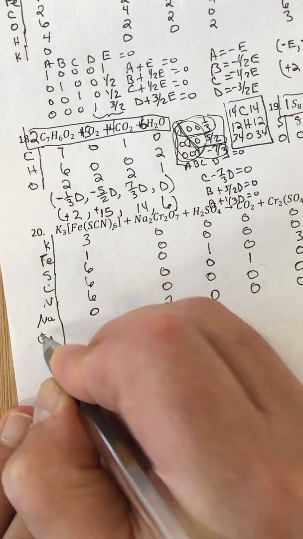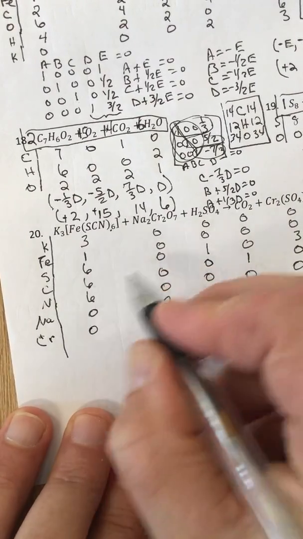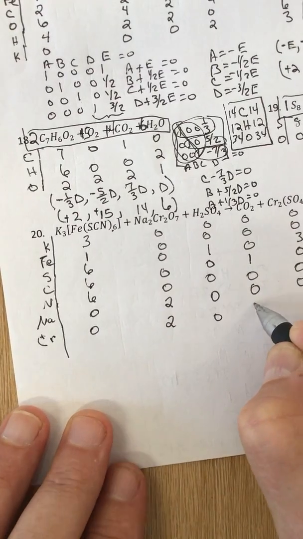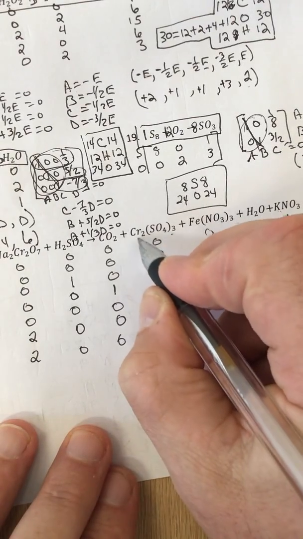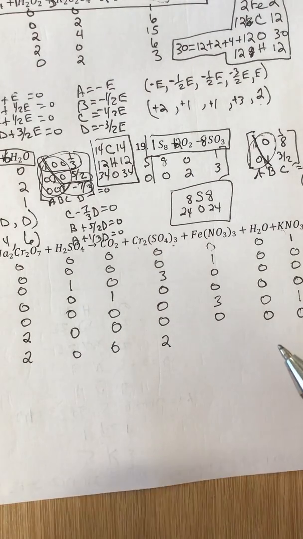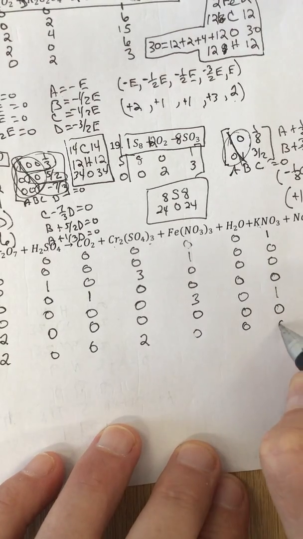Cr, I don't know what Cr is, cranium or something like that. None there, but there's 2 of them. 0, 0, there's 2 of them. 0, 0, 0, 0.